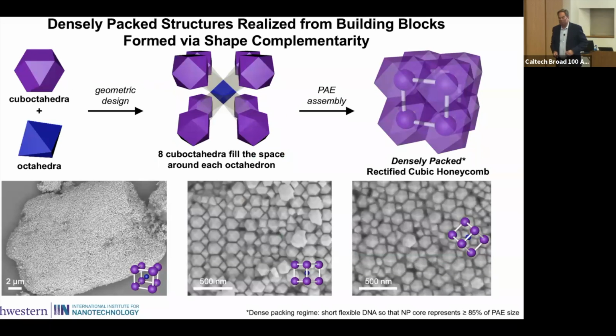But you can get really sophisticated here. So I had another guy in the group, Wenjie, who was very interested in how do I make dense structures? How do I get rid of a lot of the free volume of these types of systems? And he came up with this concept of shape complementarity. So if I match up particles of the right size and right shape, I can begin to fill the vast majority of the space available if I use really short oligonucleotide bonding elements. And it's remarkable. So in this particular case, where you use cuboctahedra and octahedra, you can force the formation of a densely packed rectified cubic honeycomb. And you can see here's the cartoon, and here's the data.